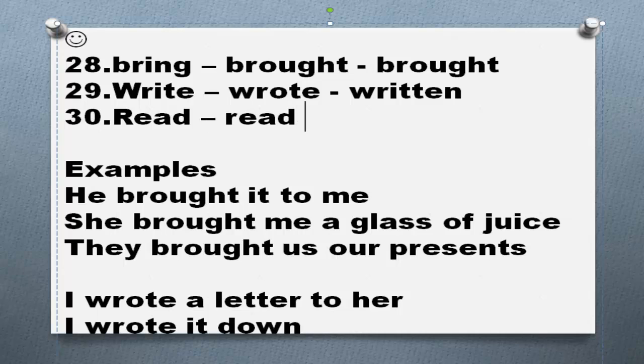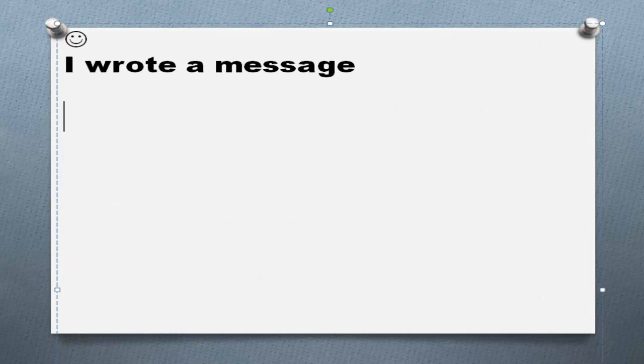Read переводится как читать. Read, read, read. Мы с вами видим, что пишется одинаково, а вот произношение разное. Read, read, read. I read, я прочел.